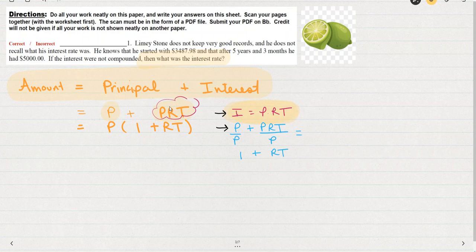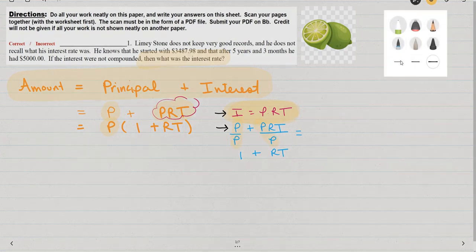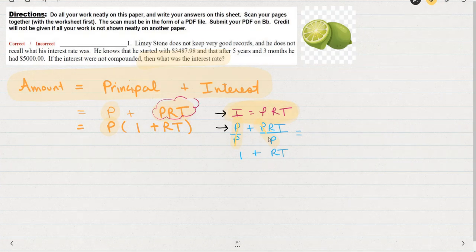We could factor out the P. If I factor a P from P and then a P from PRT, P over P gives us 1. The principal over principal goes to 1 again, and we're left with the RT. So as a factored expression, we'd have the principal times the quantity of 1 plus the interest rate times time. And let's see how we can then apply that.